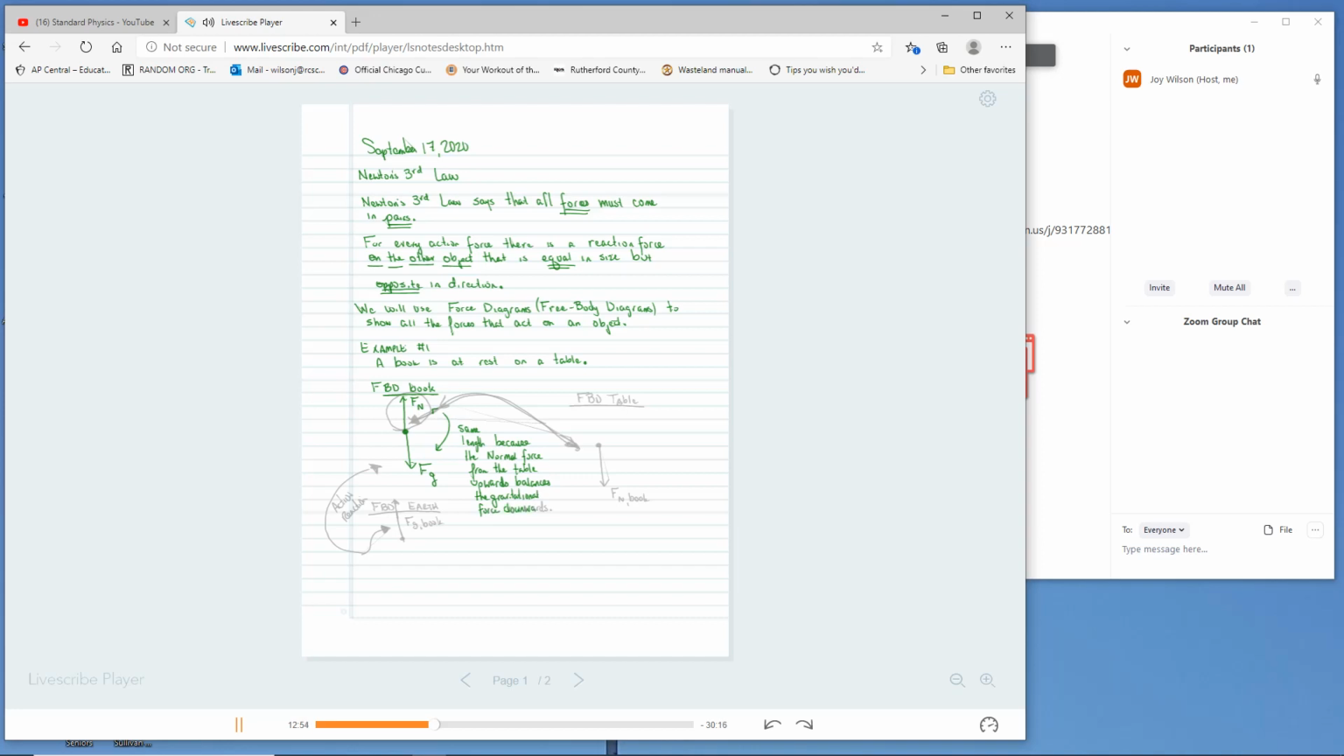Coach Wilson? Yes, sir. That's what I was trying to talk about. I didn't get that on the name of it. Right, but it's not an action-reaction pair because those two forces are acting on the same object. So to do an action-reaction pair, I need another object.